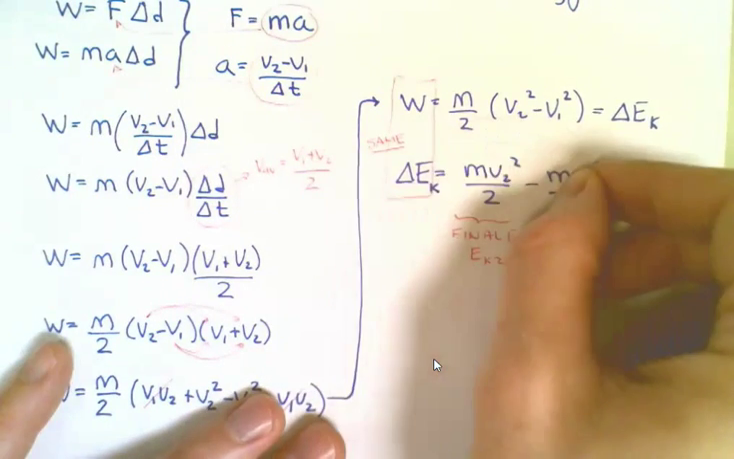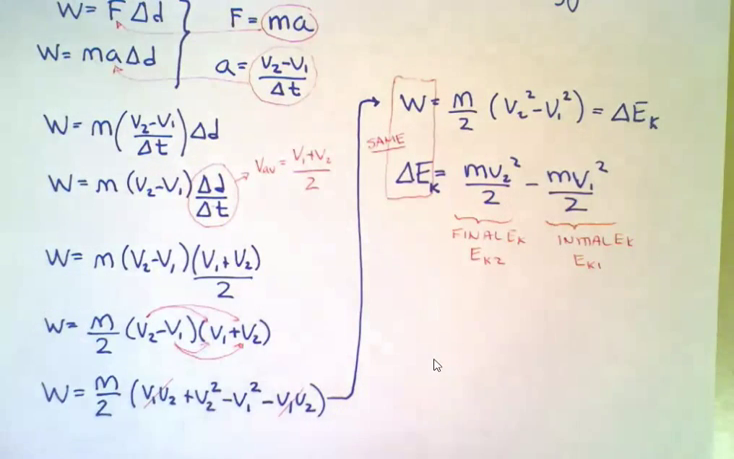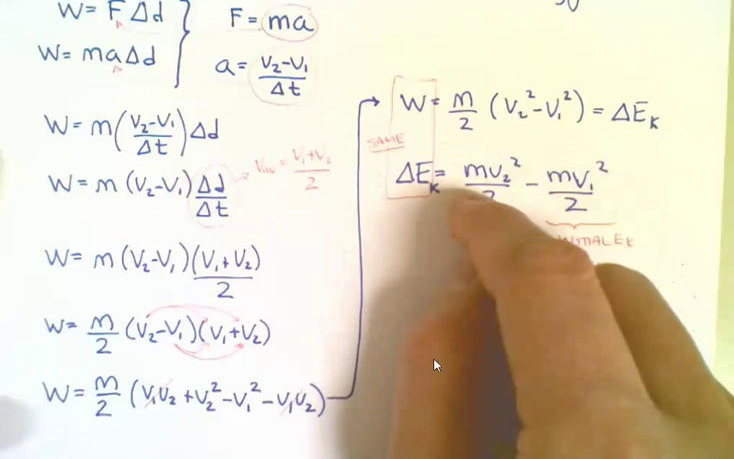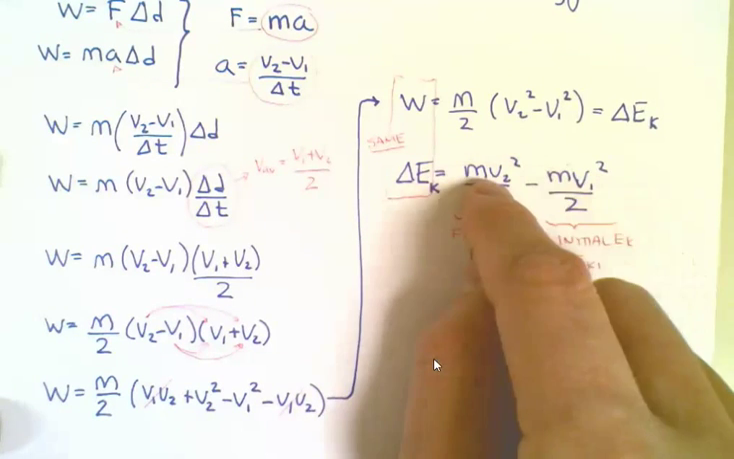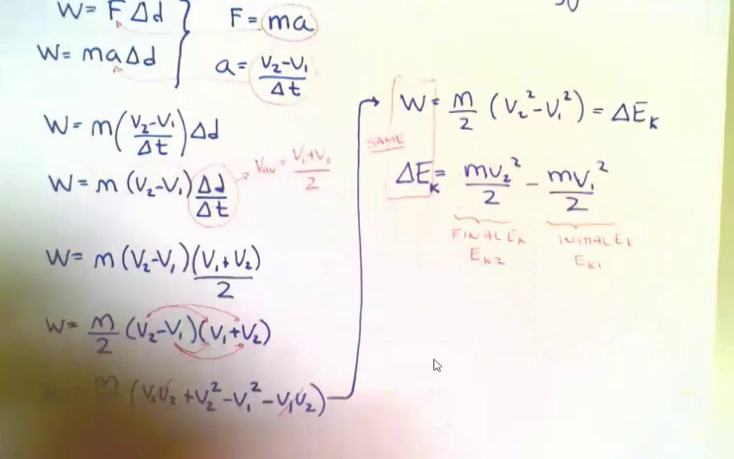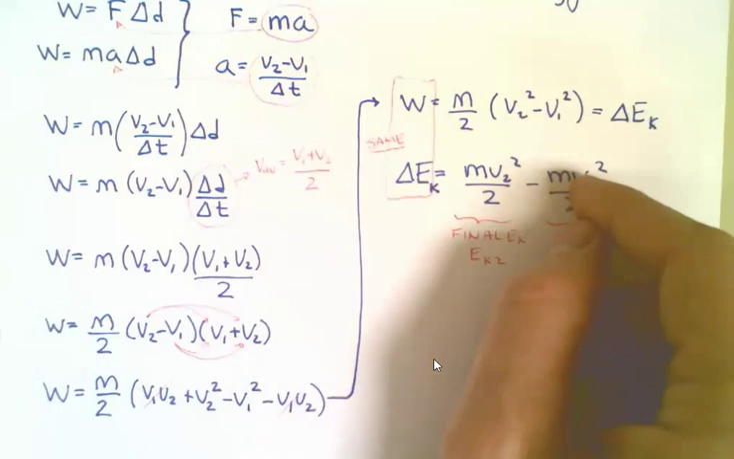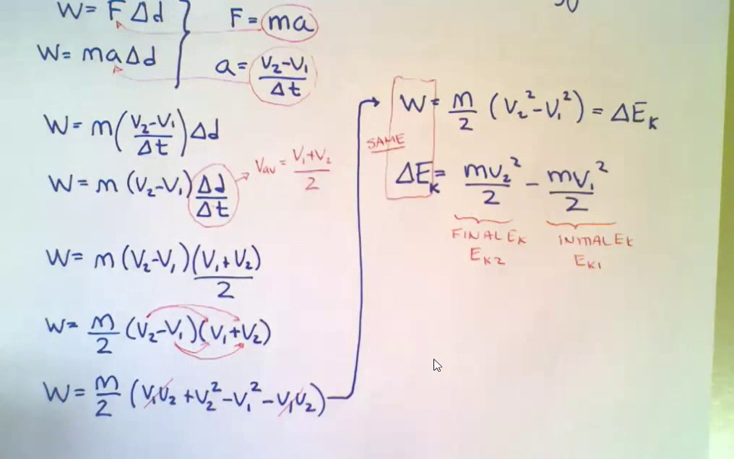So if we know how much initial kinetic energy it has and how much final kinetic energy it has, if we subtract them, we can figure out exactly how much energy was required to accelerate that object to that new speed. Let's say this is 10 units, and this is 2 units. 10 minus 2 is 8. So we've got 8 units of energy required to accelerate the object from whatever speed that was to that new speed.